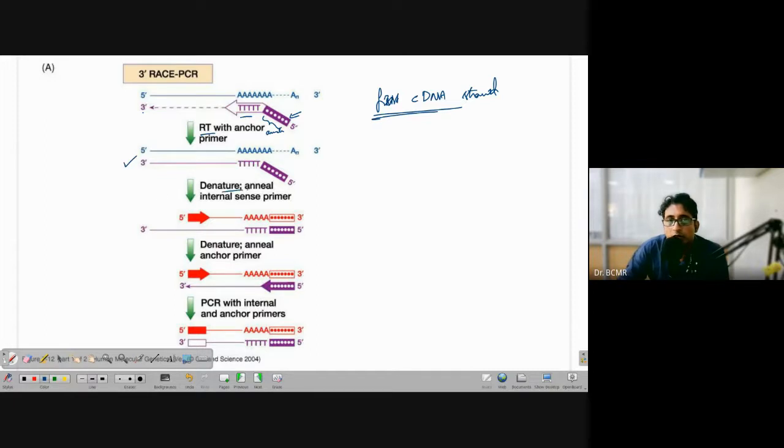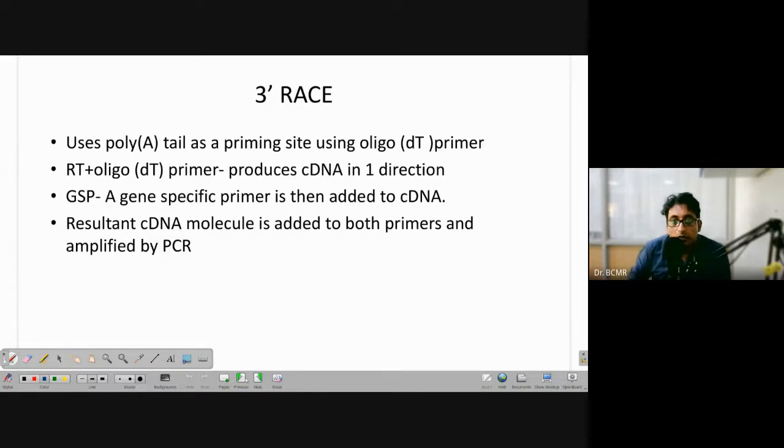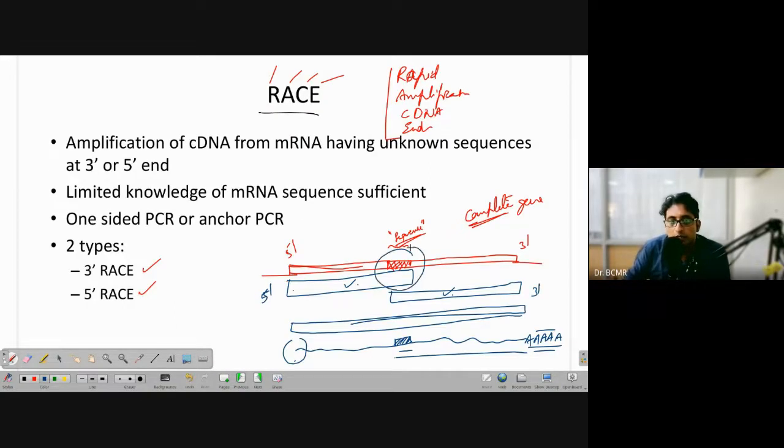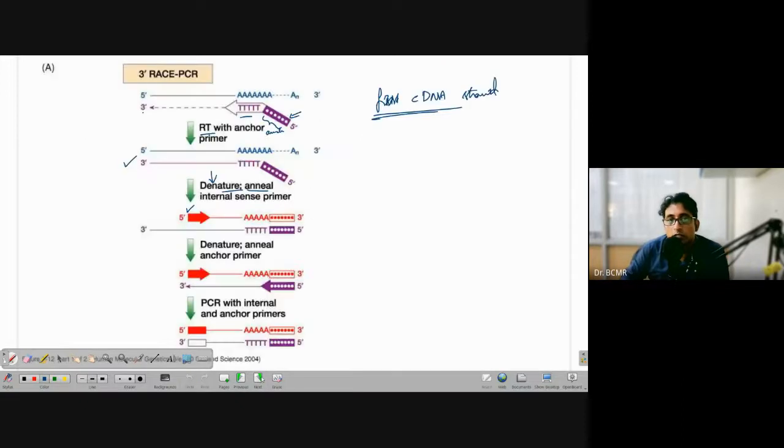Now we denature using alkaline conditions, and the RNA is lost. Then we make another primer, the one I said we had information about, something like this region, right? Because we know that sequence, we can make a primer based on that and synthesize the second cDNA strand. So it is a straightforward and simple protocol.